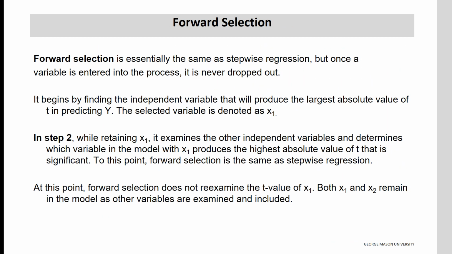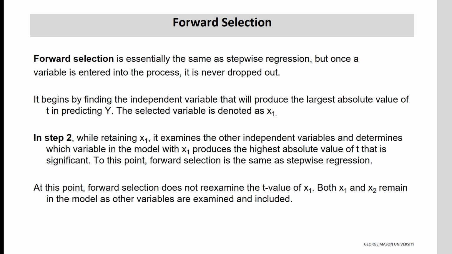Forward selection is essentially the same as stepwise regression, but once a variable is entered into the process, it is never dropped out. It begins by finding the independent variable that will produce the largest absolute value of t in predicting y. The selected variable is denoted as x1.